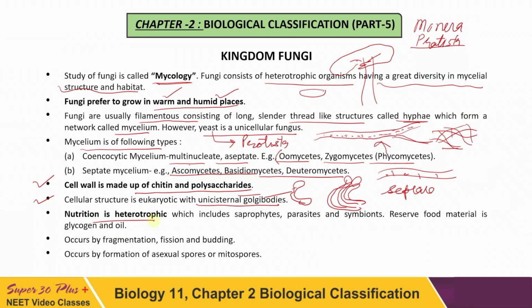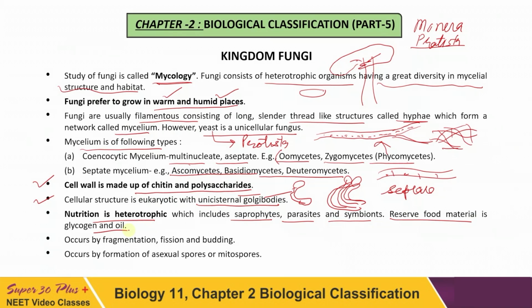Nutrition is heterotrophic, they are non-green. They may be saprophytes, you know the meaning of this: they depend on dead decomposed matter and decompose the organic matter. They may be parasites, disease causing ones, or they may be symbiotic. The reserve food material is glycogen and oil.